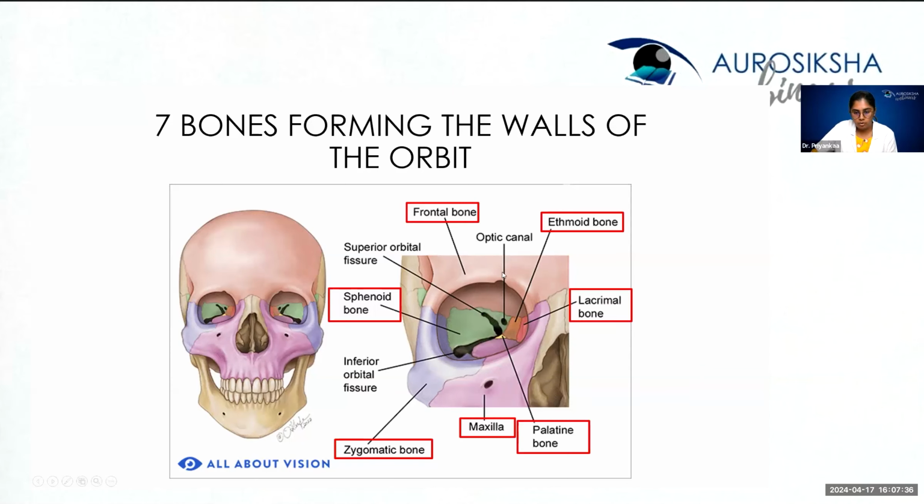This is the frontal bone. This is the ethmoid. This is the lacrimal bone. This is the palatine bone, the maxilla, the zygomatic bone, and the sphenoid bone. The 7 bones are forming the walls of the orbit. But it is very difficult for us initially to remember all these 7 names. So is there a way to remember these names?